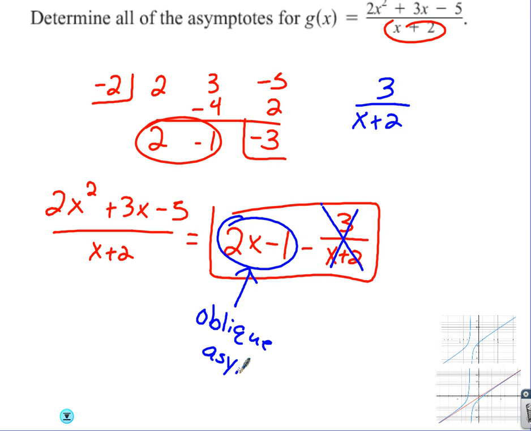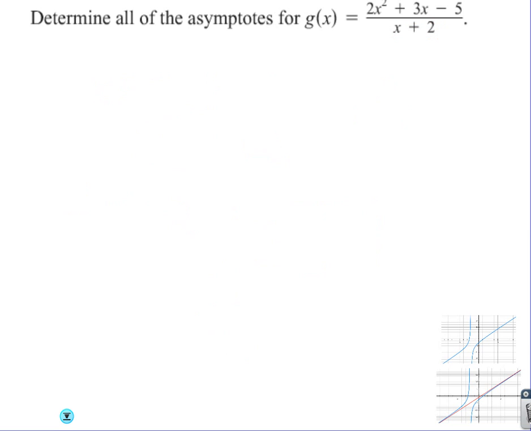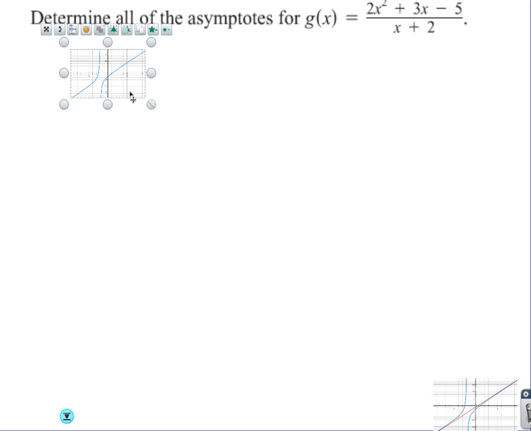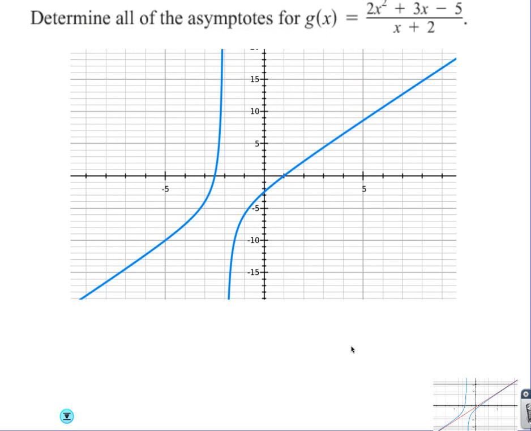Let's look at a graph of this. This is a pretty neat graph. Let's do it without them. We had a vertical asymptote at negative 2. You can still see it there. Here it is right here. You had a vertical asymptote at negative 2, and you have an oblique asymptote at 2x minus 1.